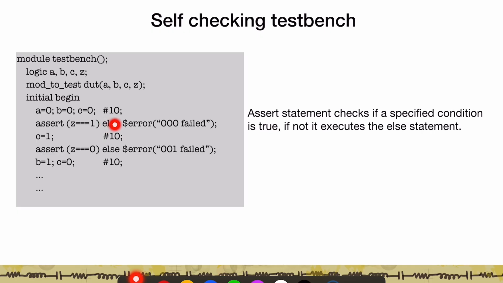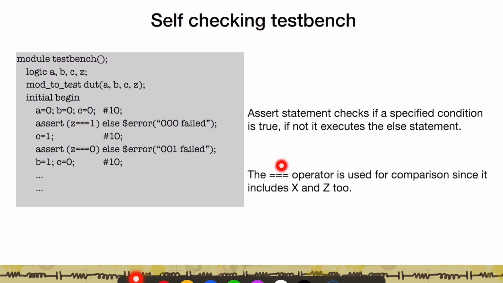And then what you're doing is essentially checking. This assert statement checks if the condition is true or not. And if it is not true, it's going to give you an error saying that the input 000 failed. So here what you're using is Z triple equals. Now this triple equals operator is important because it's used for comparison, especially when you have don't care or tri-state conditions. You can use the double equals operator too in this code, but the triple equals operator is a superset, and so generally I use that.